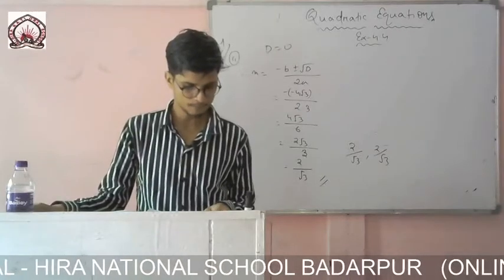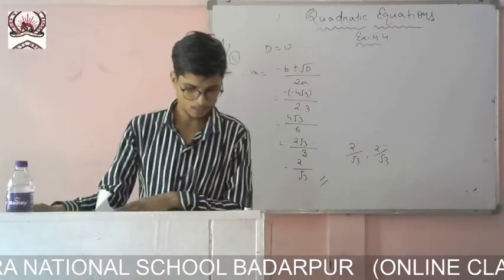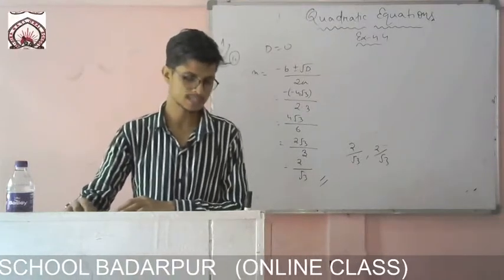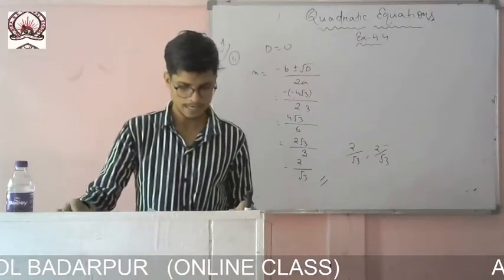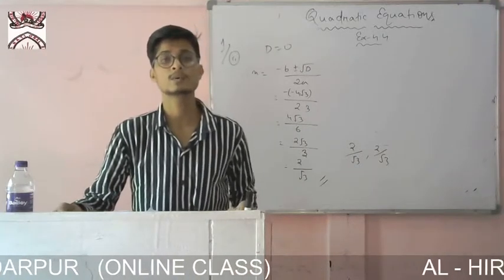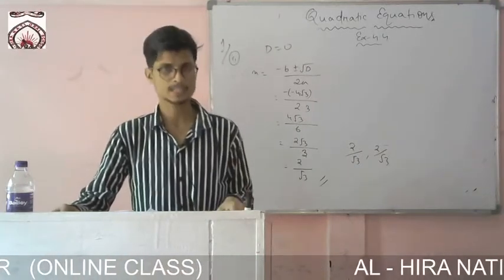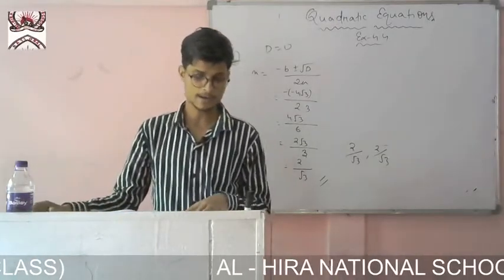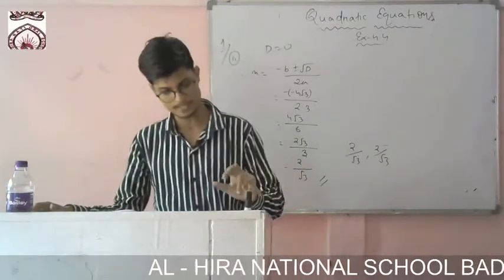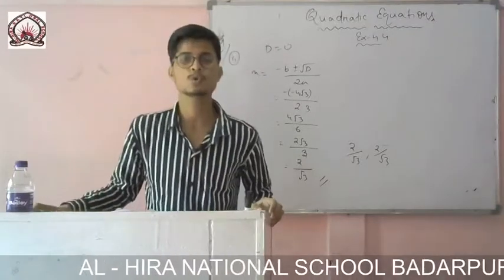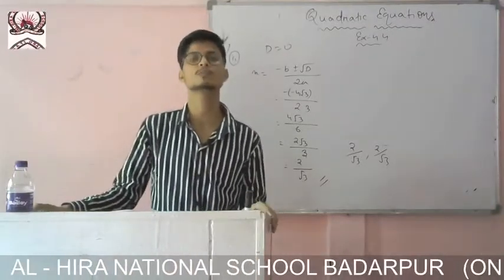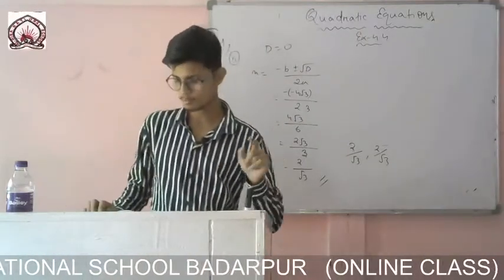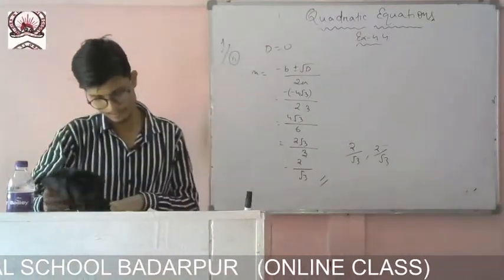Find the values of k for which each of the following quadratic equations has 2 equal roots. Here it is given that the roots are equal, that means the discriminant is equal to 0. Look at the question very carefully, it is a very important question. Here you have to find the value of k, and it is given that it has 2 equal roots. So 2 equal roots are only possible if the discriminant is 0. So we will use this condition and we will find the values.